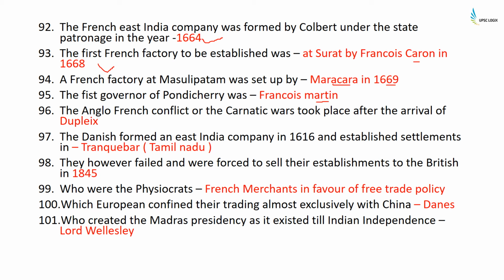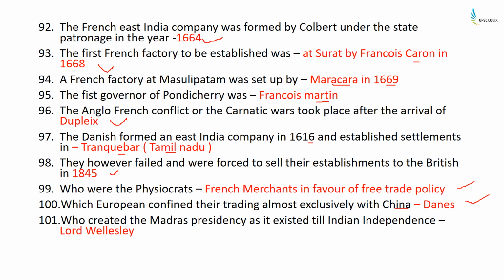The Anglo-French conflict, or the Carnatic wars, took place after the arrival of Dupleix. The Danish formed an East India Company in 1616 and established settlements in Tranquebar, Tamil Nadu. They however failed and were forced to sell their establishments to the British in 1845. Who were the physiocrats? These were the French merchants in favor of a free trade policy. Which Europeans confined their trading almost exclusively to China? These were the Danish.